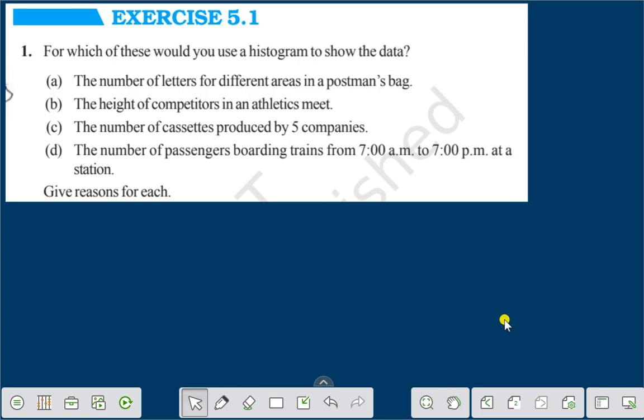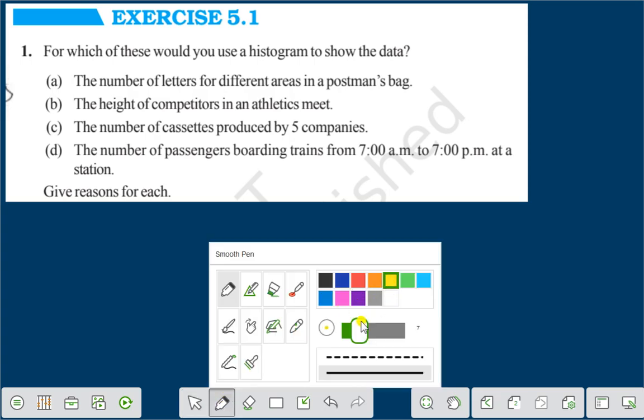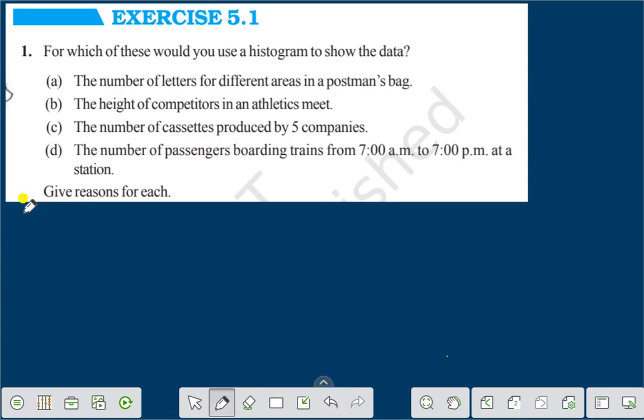Hello everyone. Today we will discuss exercise 5.1: for which of these would you use a histogram to show the data. Here you see A, the number of letters for different areas in a postman's bag, but the number of letters is not given. Therefore, we cannot use histograms in case of A.